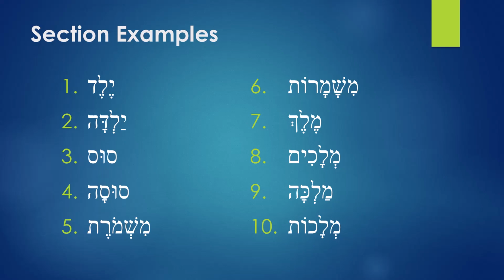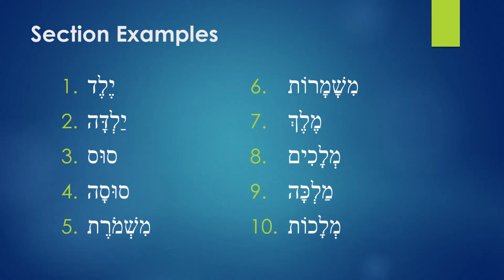And so this word is feminine singular. Mishmoret means obligation. And this is its lexical form. Word number 6, we have the word mishamarot. Because of that ot ending, mishamarot is a feminine plural word. It means obligations.